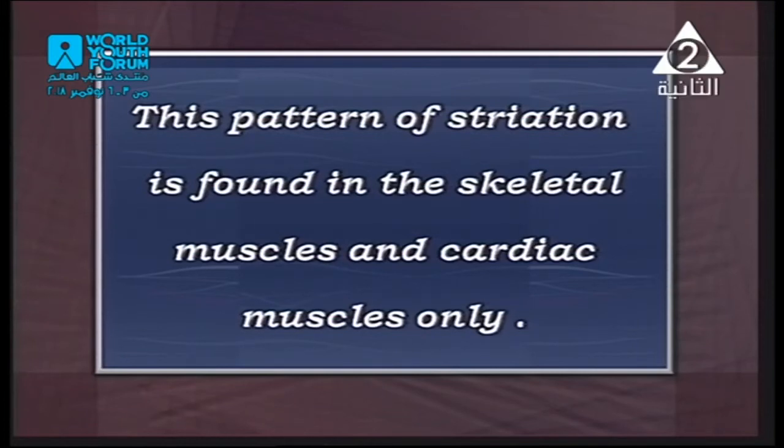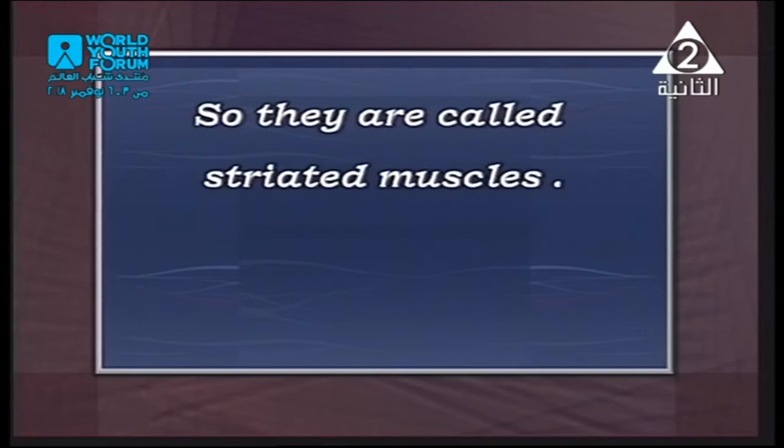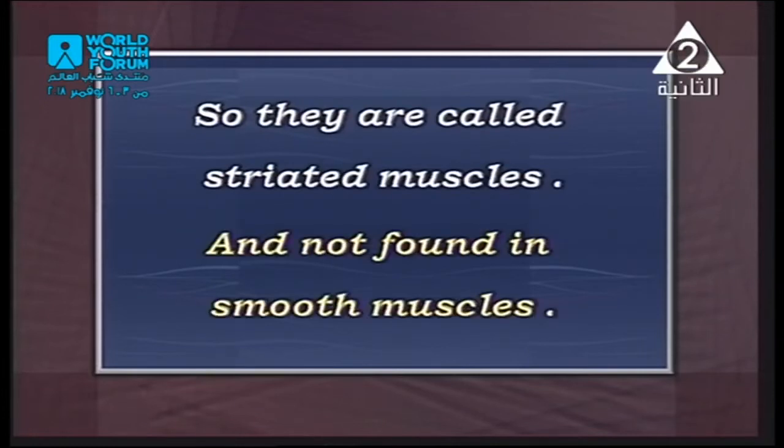Again, the form of striation appears in the skeletal muscles, I mean the muscles that attach to your skeletal system, or the muscle that forms your heart. They are called striated muscle. While the other muscles inside your body are called smooth muscles, like all the muscles of the alimentary canal. They do not have any kind of striation. So they are called striated muscles here.